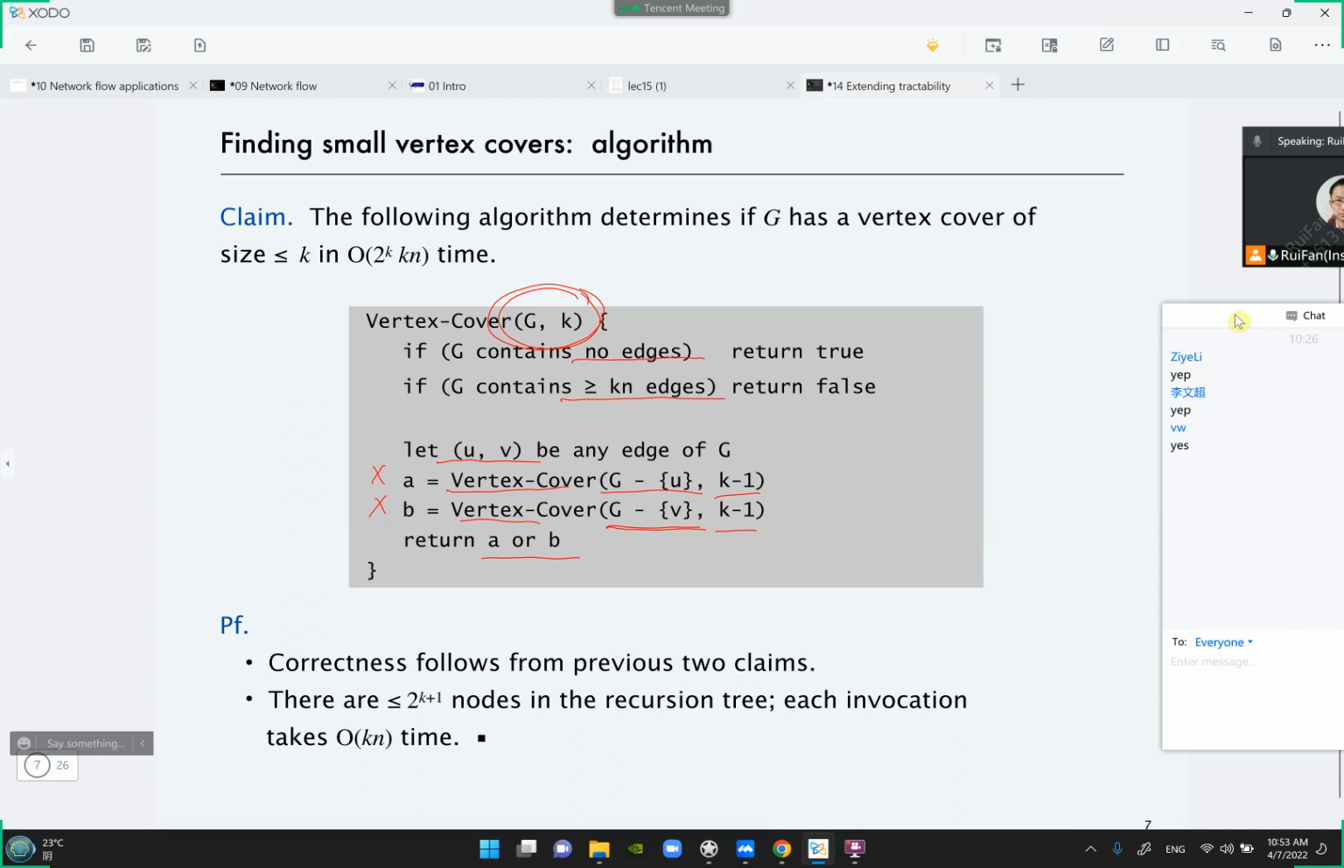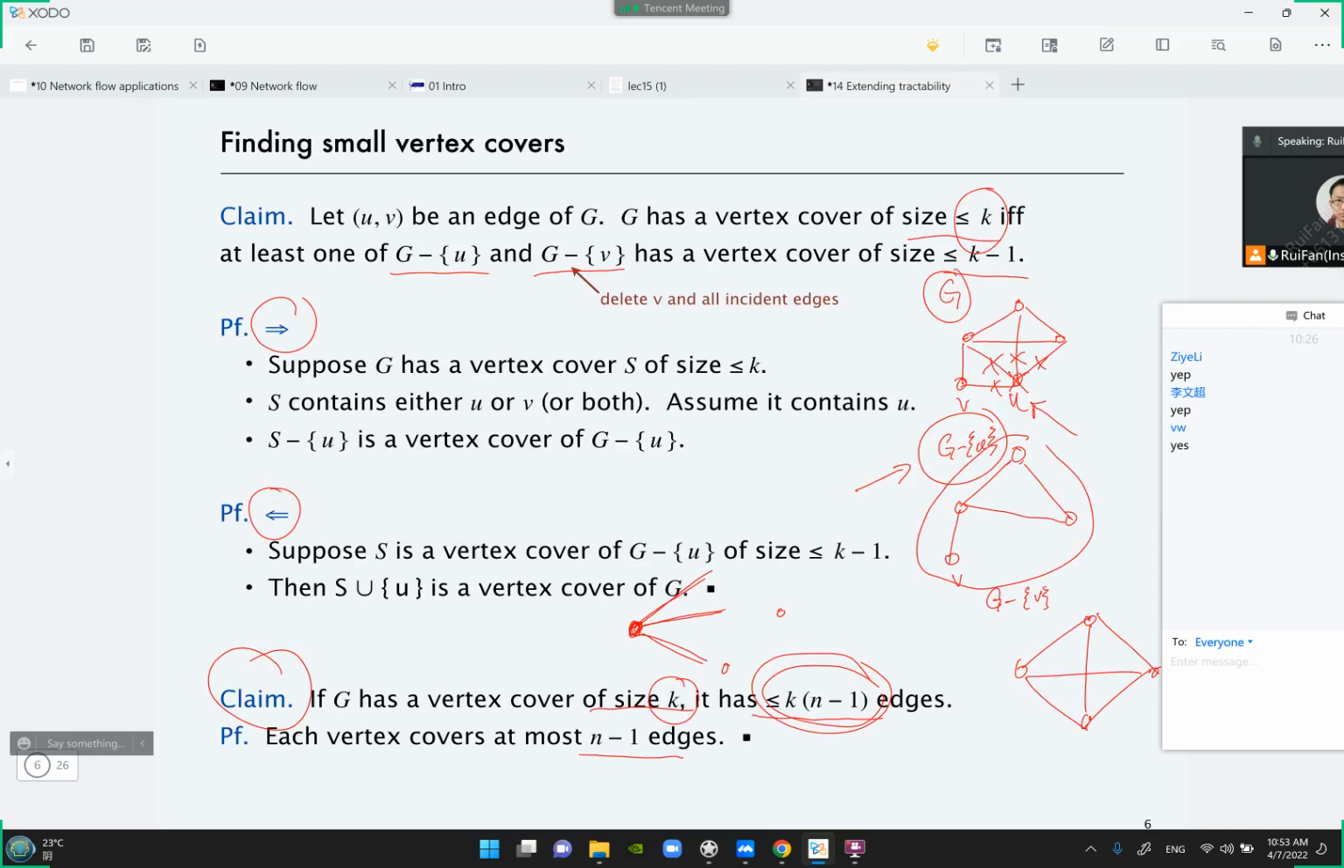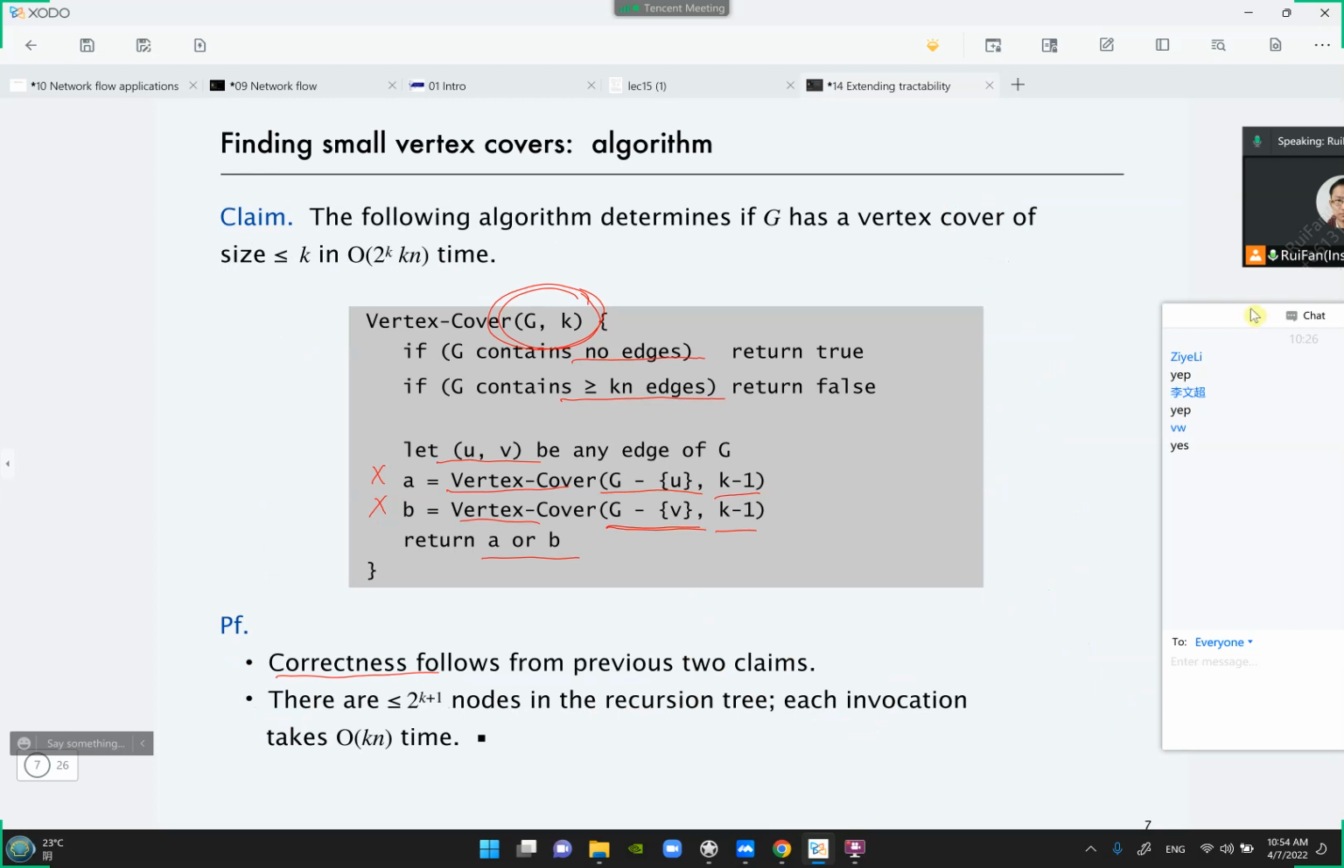And this algorithm is correct simply by the first claim. Because we know by the first claim that if we can cover everything using k nodes, then we can cover at least one of these graphs using k minus 1 nodes. Any questions about this algorithm?